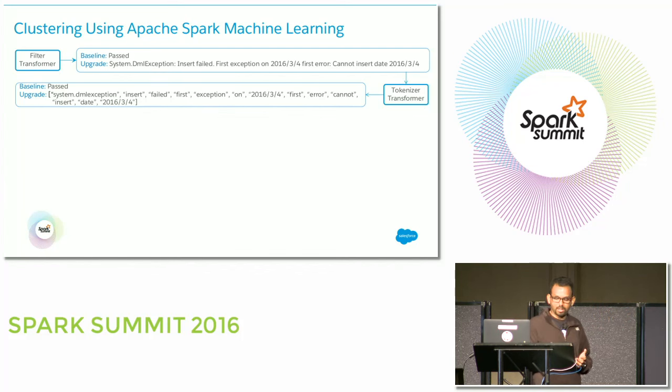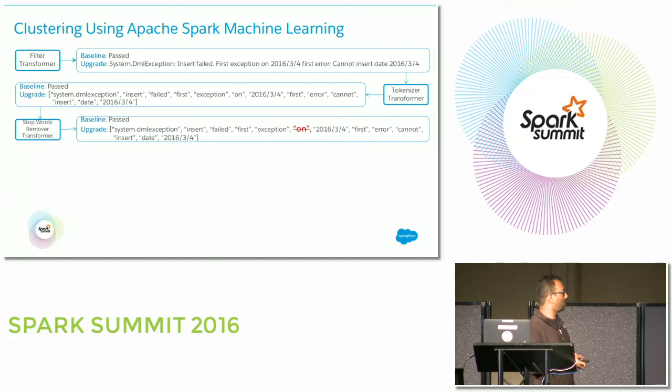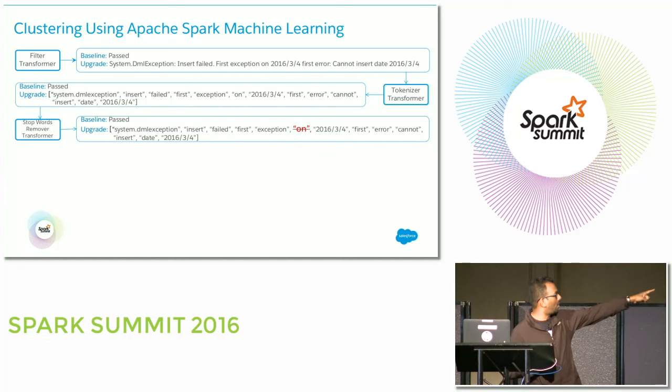The next thing is the stop words removal transformation. Once we have these messages, we want to filter out words that will not add value to our analysis. Stop words are common English language words like the, on, and so on. In this example, you can see that "on" is a too common word. We really don't want that for further analysis, so that is removed. Spark ships with a built-in list of stop words, so we just went ahead and used that.